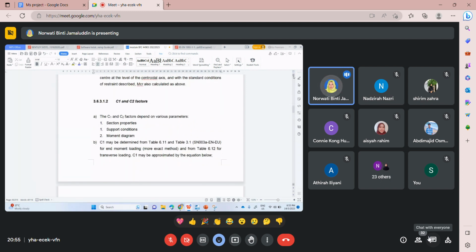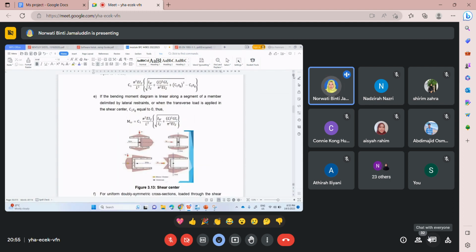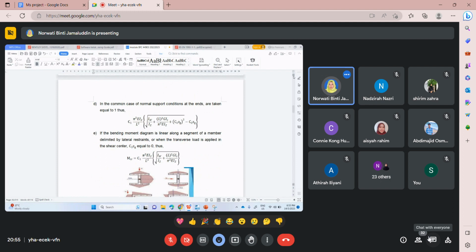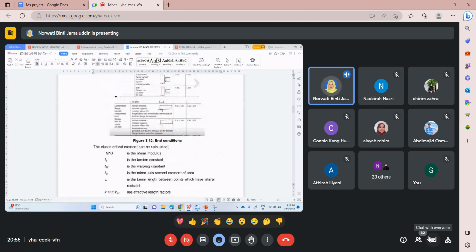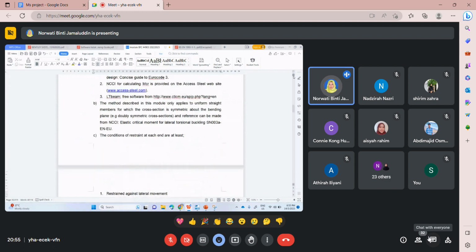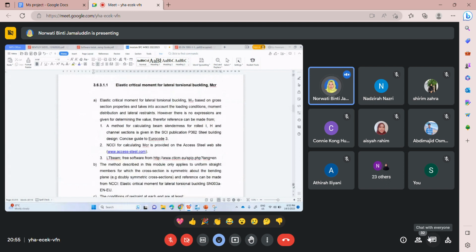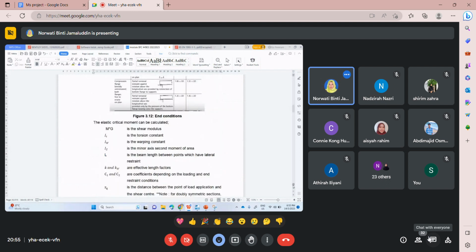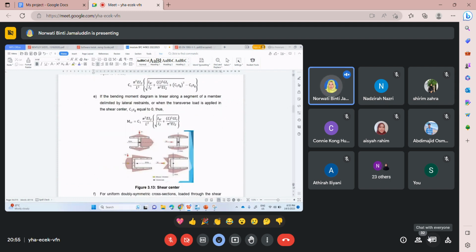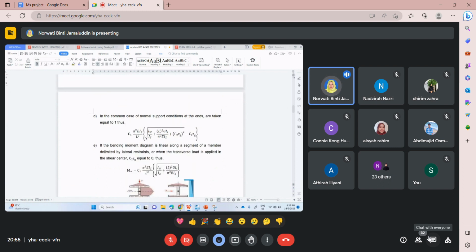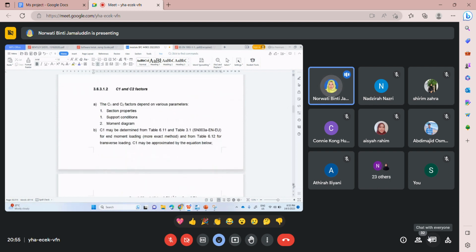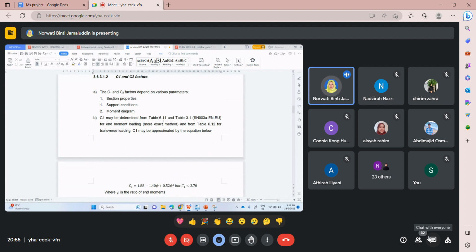What are C1 and C2? C1 and C2 are parameters involved in calculating the MCR. This is C1. The original equation involves C2. This one is C2, and we have C1. To determine C1 and C2, you can use table 6.11.